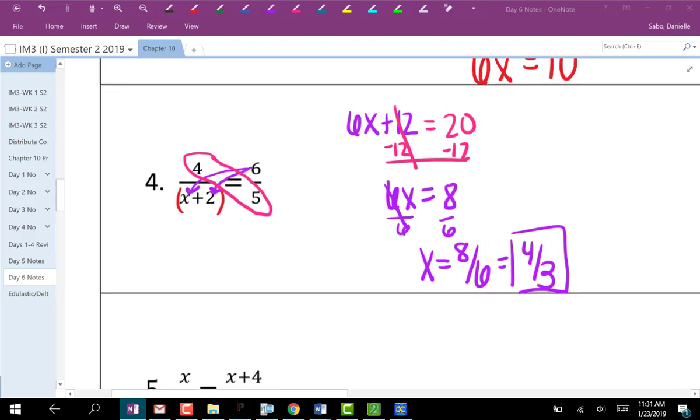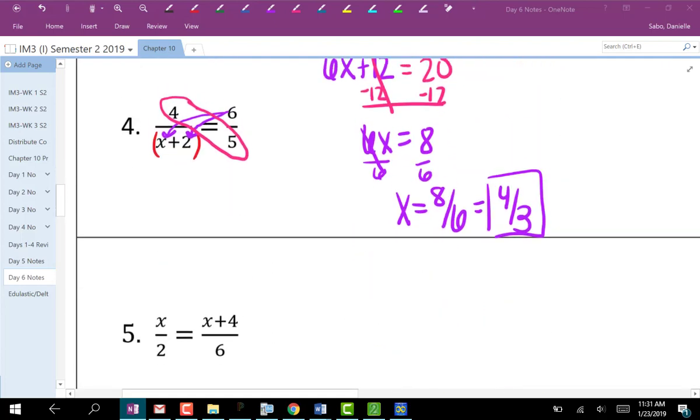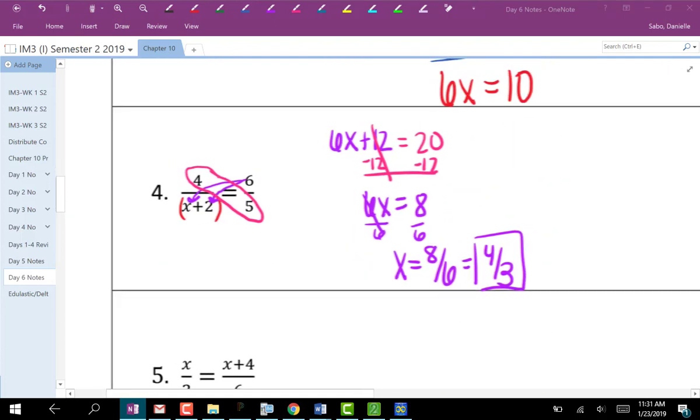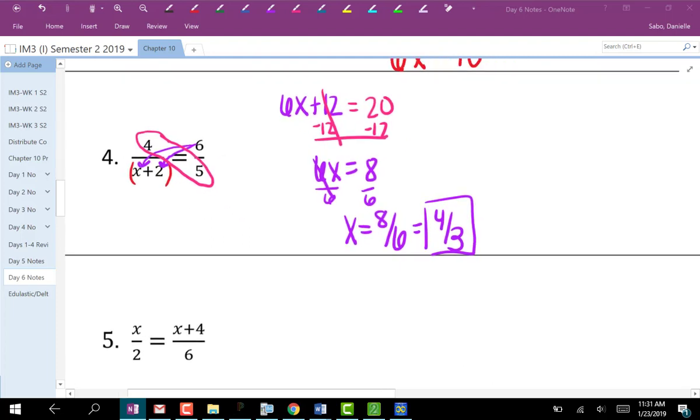Okay, now for number 4, I did forget to do something in the very beginning. When you look at the bottom of your fractions, you have to state what is your excluded values. And if you remember from way back last semester and earlier, what makes x plus 2 equal to 0?